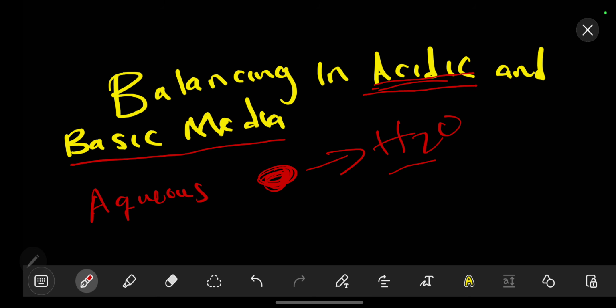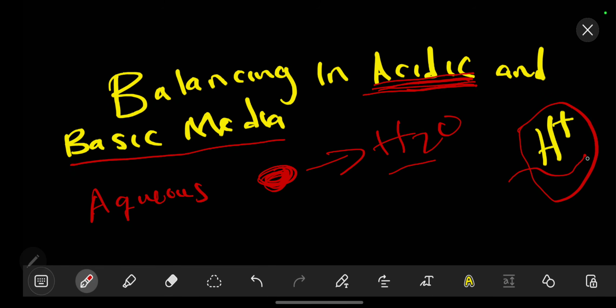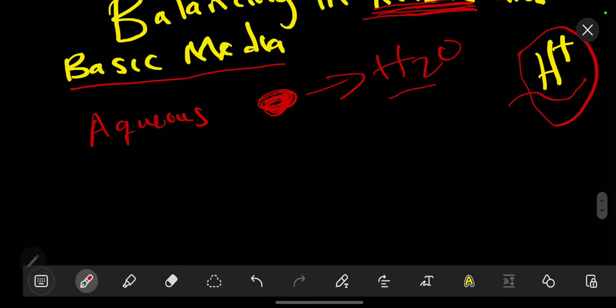Now when we are balancing in acidic media, all we have to do is that we are just going to be adding hydrogen ions, because an acid will produce hydrogen as the only positively charged ion, meaning to say when we add our hydrogen, we are making it more and more acidic. So under this method, whether it's balancing in acidic or basic media, first we are going to be balancing in acidic media, then from there just convert it to basic media. So it's very simple. Let's get into it.